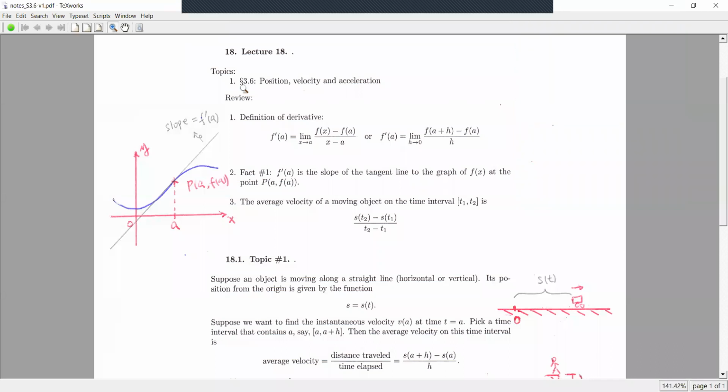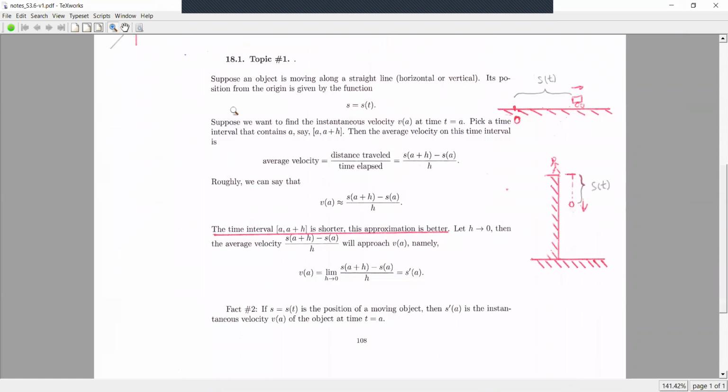Now, the topic today, position, velocity, and acceleration. Suppose an object is moving along a straight line, horizontally or vertically. For example, a car is moving along a straight road, or someone is dropping a ball from the top of a building.